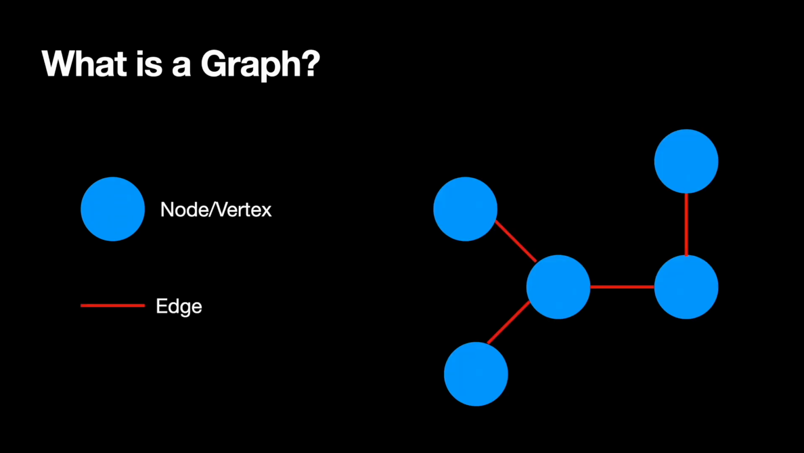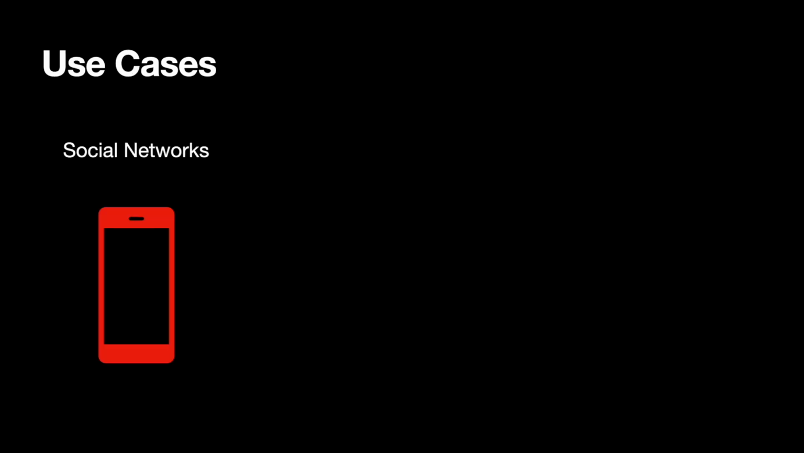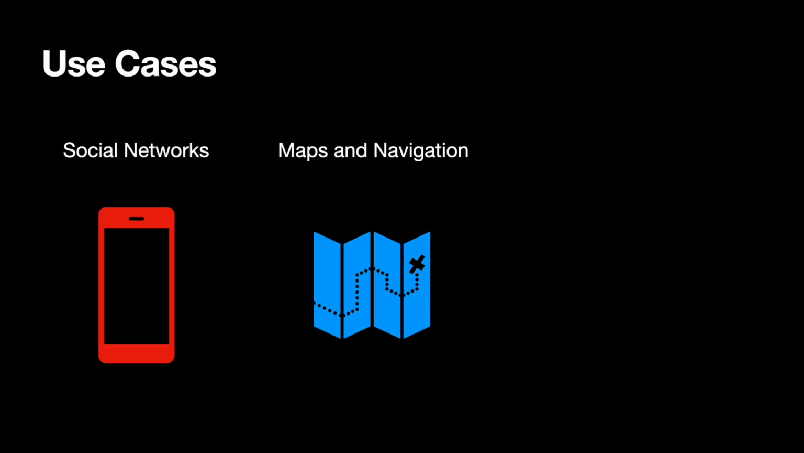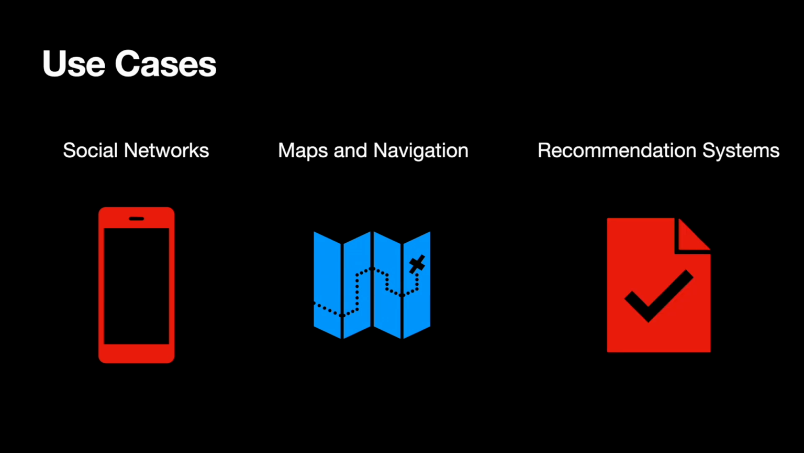A graph is a nonlinear data structure comprised of nodes or vertices and connected by edges. Here's what a graph looks like visually. Graphs are used to represent social networks, maps and navigation, and even in recommendation systems.